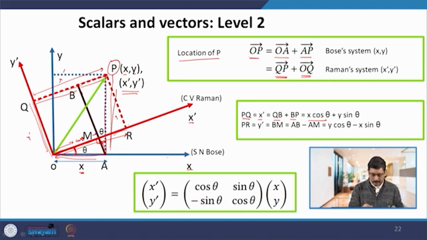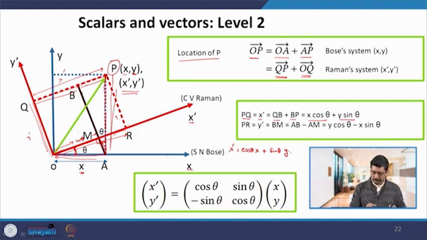Now, we know that AP represents the y coordinate in the blue system. So, BP is y sin theta. So, this is BP. So, we get an equation that x prime is cos theta times x plus sin theta times y.